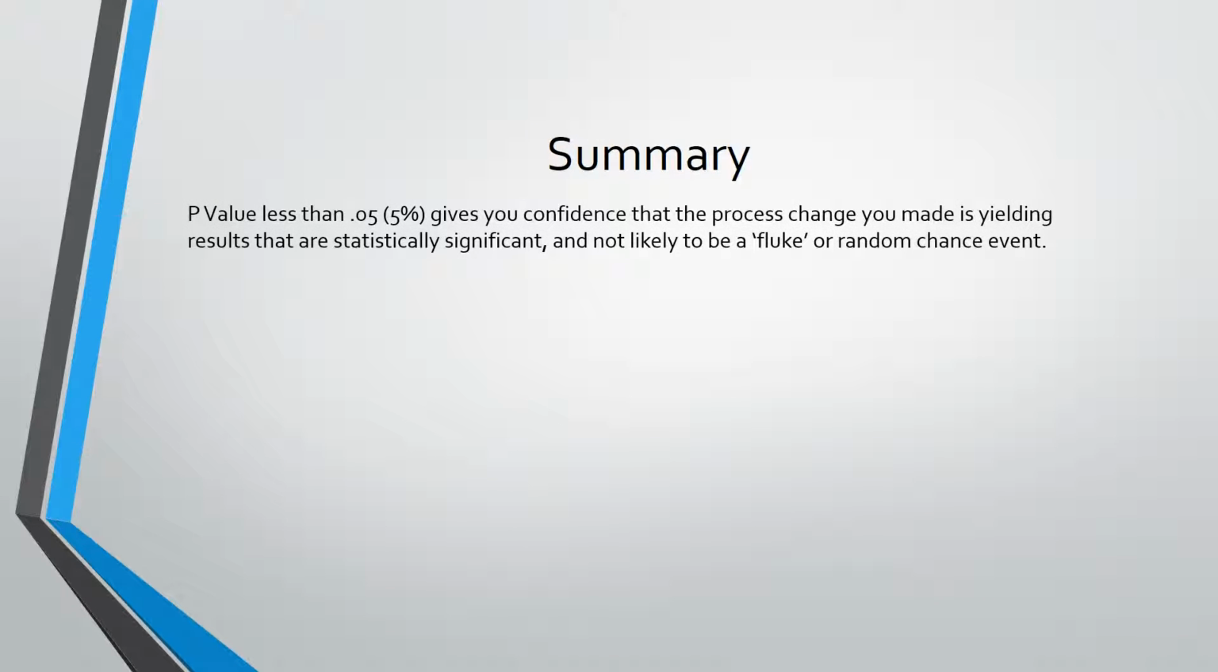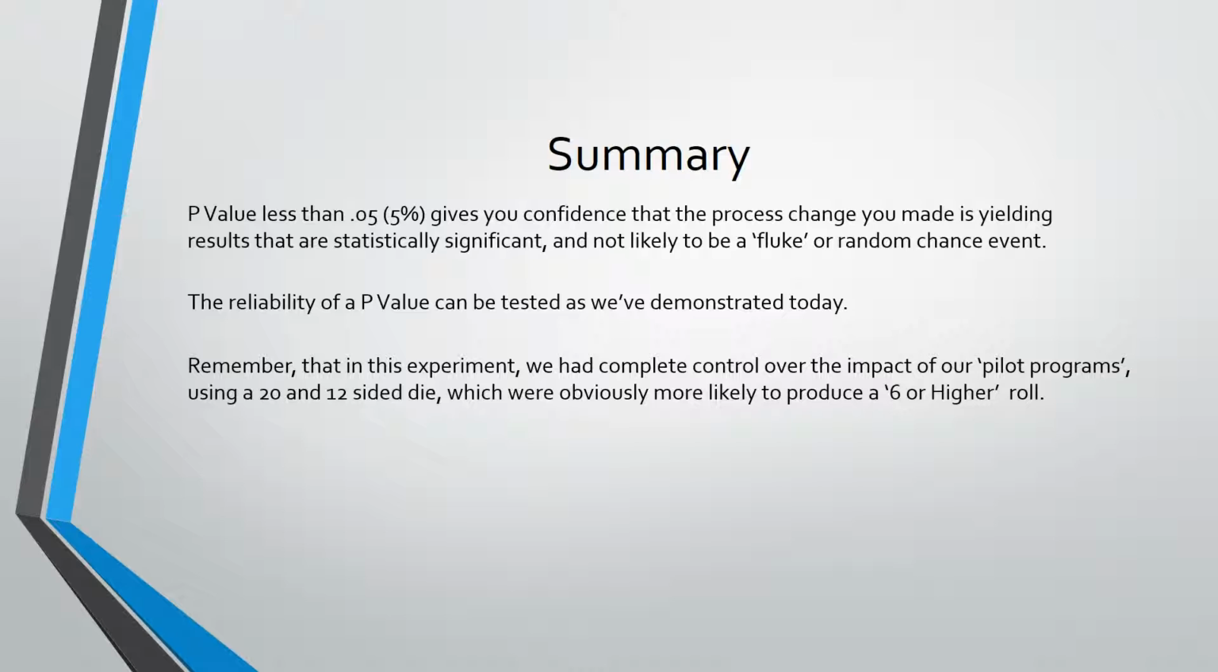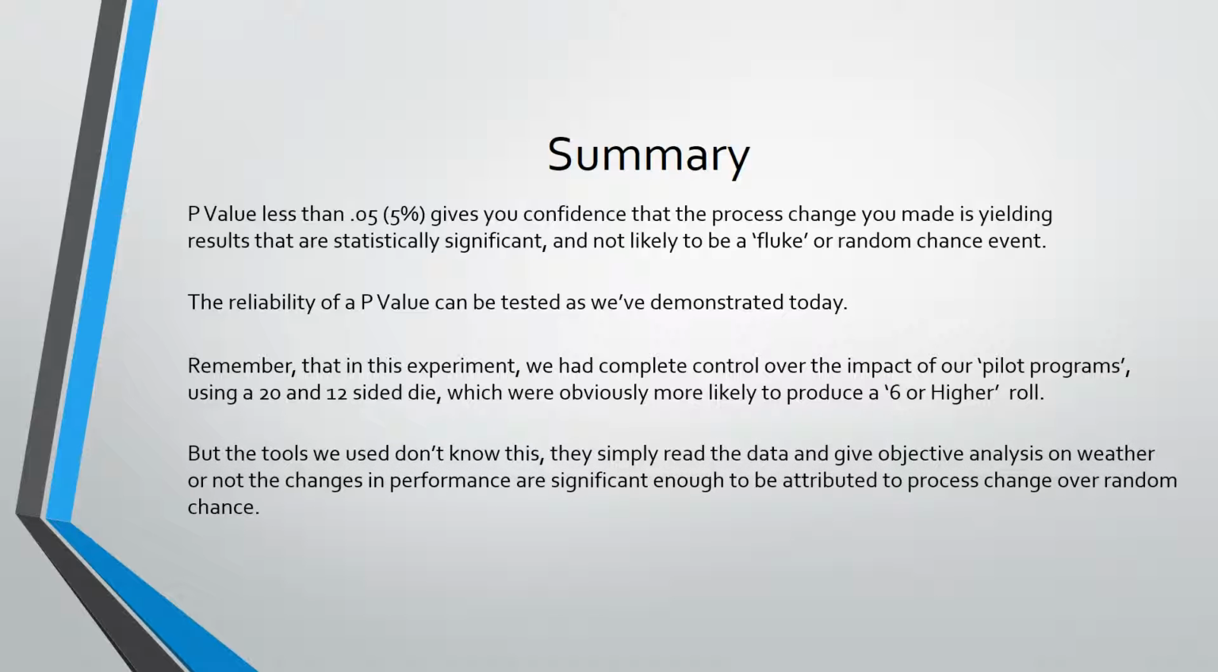So in summary, a p-value less than 0.05 is going to give you confidence that the process change you made is yielding results that are statistically significant and not just a fluke. The reliability of that p-value can be tested like we've demonstrated here today. And so remember, in this experiment, we had complete control over these pilot programs. We knew that using a 20-sided or 12-sided die, we're obviously going to produce more 6 or higher rolls, but the validation tools didn't know this.